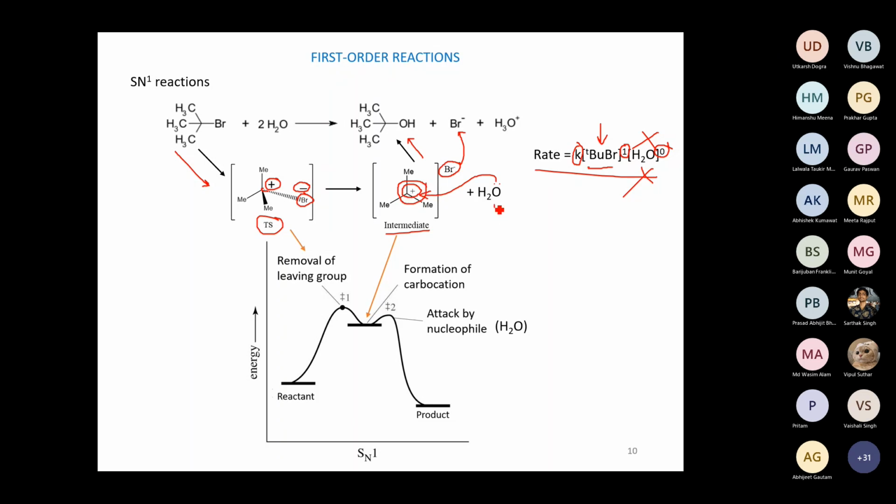In the second step water is there. So this is the second step, and this is the first step. In the first step only the starting material is involved. In the second step water is involved, but water is zero order. So that indicates that the first step is the rate determining step having the highest barrier. If you plot the energy profile diagram, definitely you will see the highest barrier in the first step, the formation of carbocation, compared to the second step.